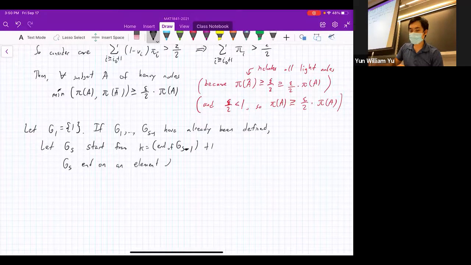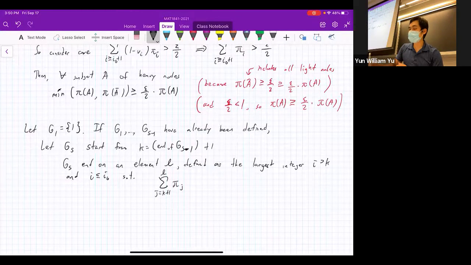And we're going to let g of s end on an element L, defined as the largest integer i, which is of course going to be greater than k, and i is less than or equal to i naught, such that the sum over j equal to k plus 1 to L of pi of j, the mass that's in this new segment, this new g, has to be less than or equal to epsilon times phi times gamma k over 4. Okay, so it'll become clear why we chose this particular bound.